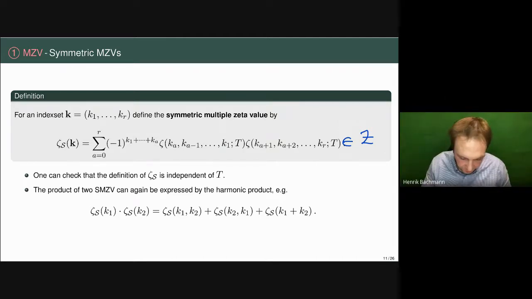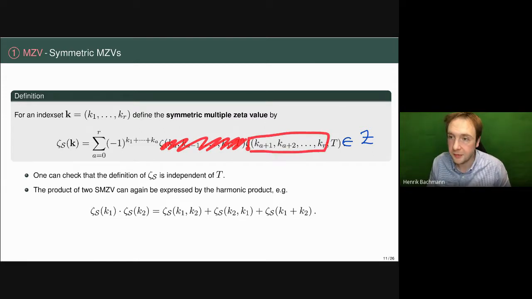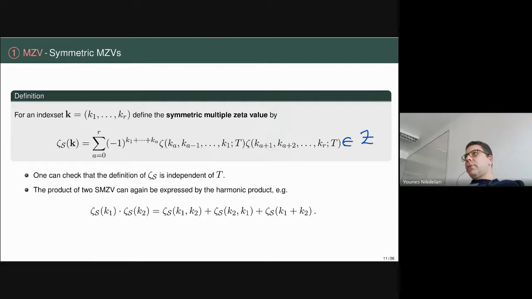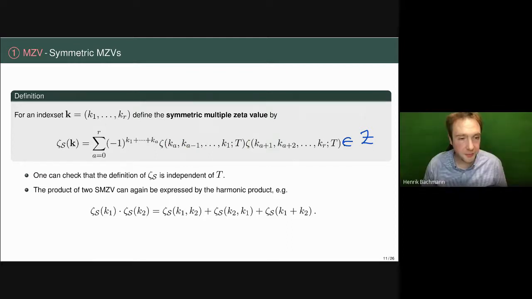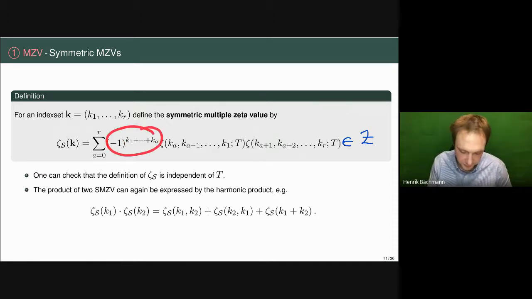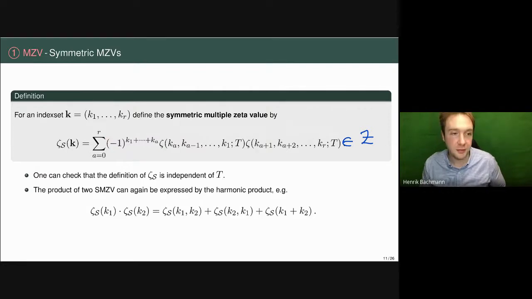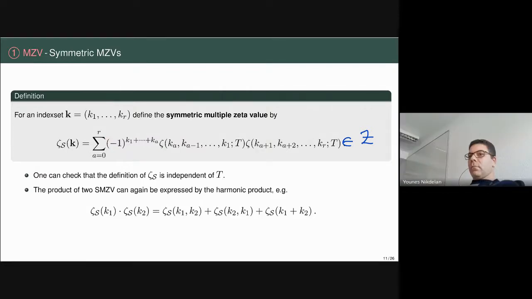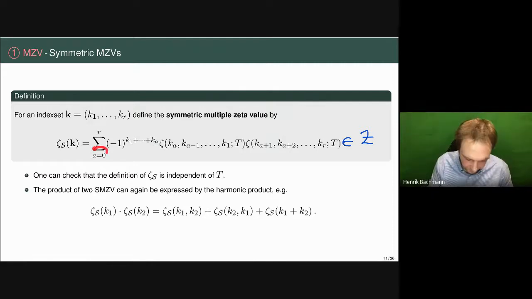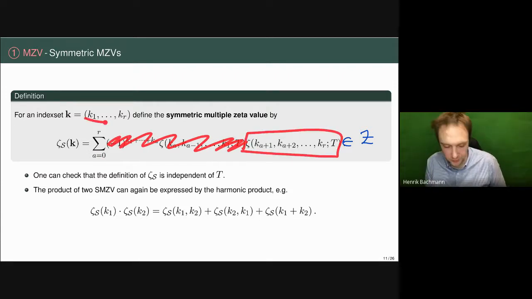No, this is also a good question. This should start at 0. And what this 0 means is just that this part here is not there, and here I take the whole index k1 up to kr. And the power is just 1. So then this sum here is 0, and you should interpret this as just 1, because k0 does not exist. So if a is 0, then this whole part is just 1, and you just get the zeta value of this index.